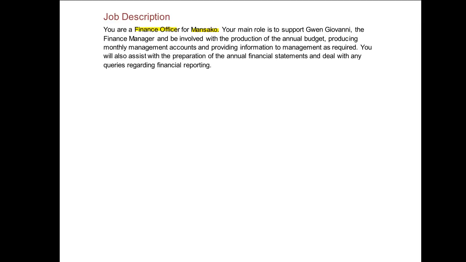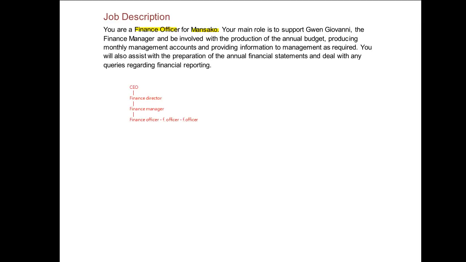Okay, and what that means is you're in the accounting department at this company, but you're at the bottom level essentially. So you'll have perhaps other finance officers who are your acquaintances, your contemporaries, and above you there might be a finance manager, and above that will probably be a finance director who ultimately reports to the managing director or CEO. And that'll look something like this.